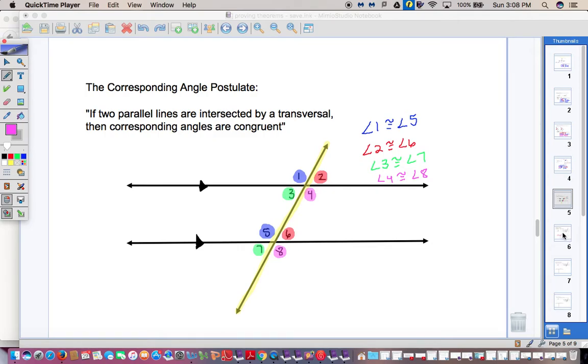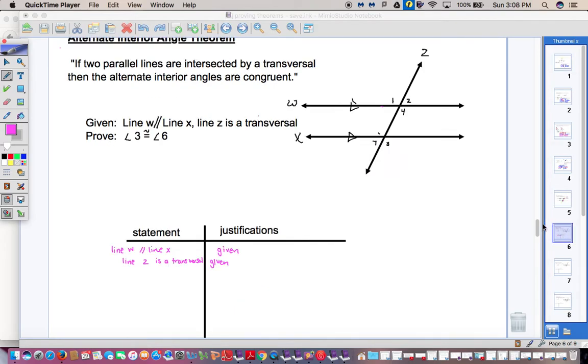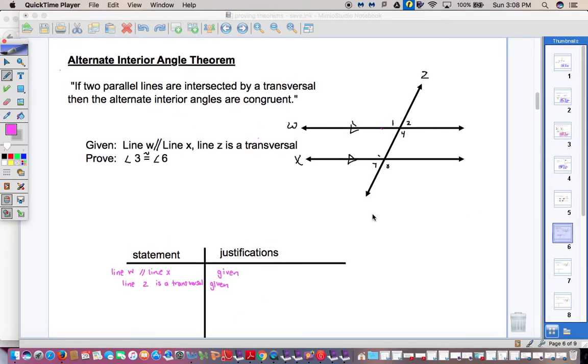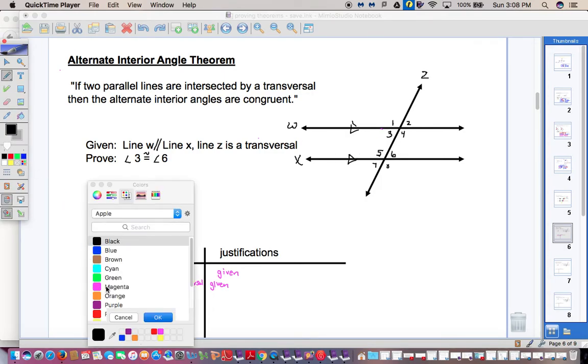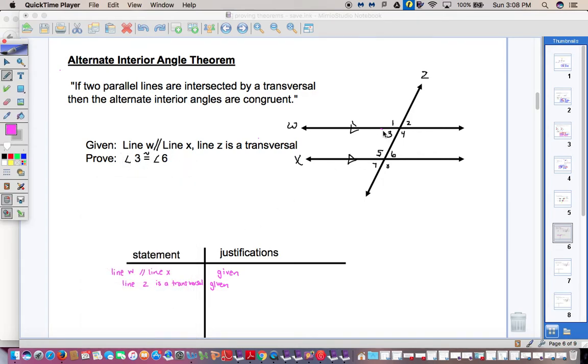So if we look at our next theorem, the next theorem is the alternate interior angle theorem. And it says that if two lines are intersected by a transversal, then the alternate interior angles are congruent. Okay, so our alternate interior angles here, and we're actually trying to prove this, sorry about this. This should be a 3. Our alternate interior angles here are, we're trying to prove angle 3 and angle 6 are congruent. Okay, so we're trying to prove that this angle here is congruent to this angle here.